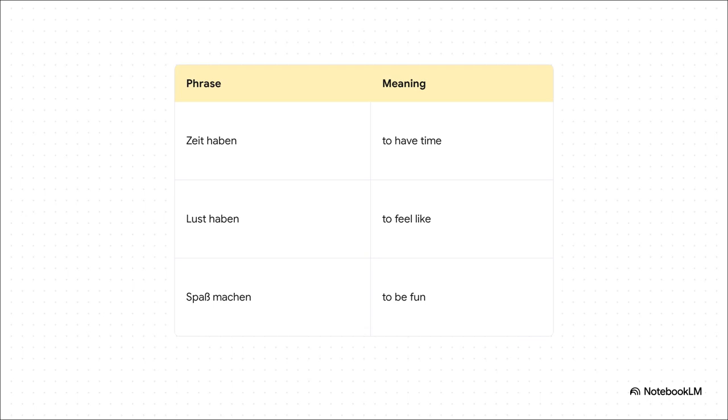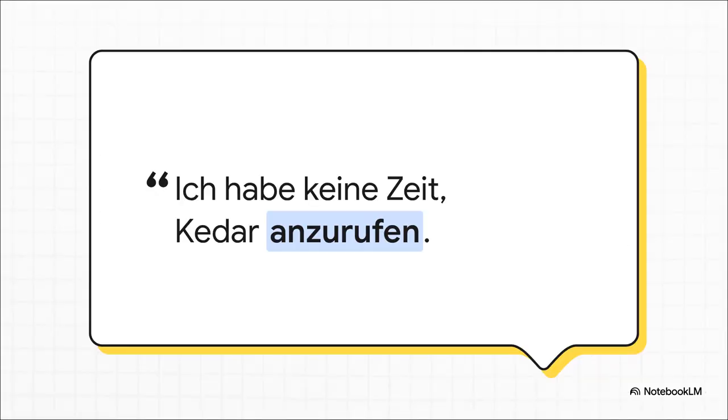These also need a zu clause to tell us what the action is. Here's a perfect example. Ich habe keine Zeit. I have no time. Time for what? Time anzurufen. Now, I want you to look very, very closely at that last word, anzurufen. It looks a little weird, right? This is actually a special case, and it's our gateway to the really pro-level stuff.